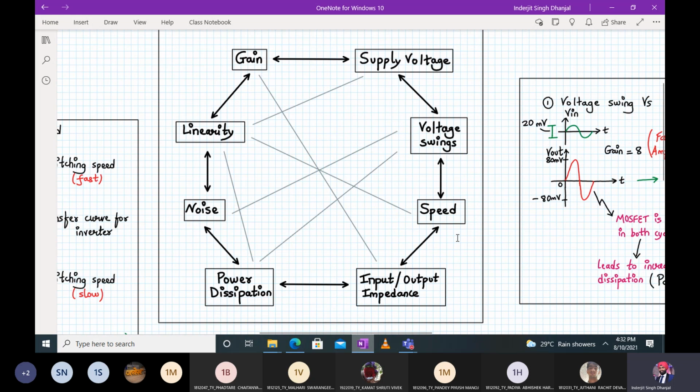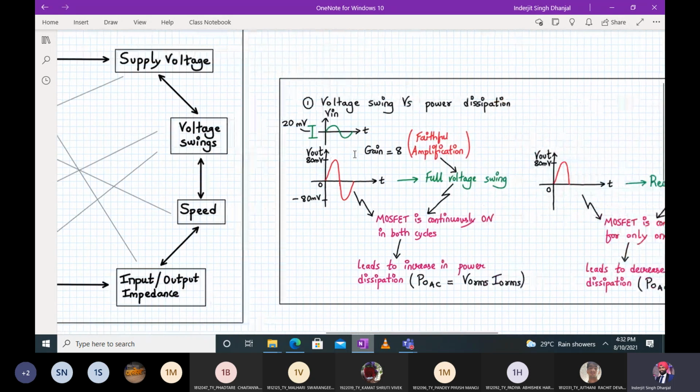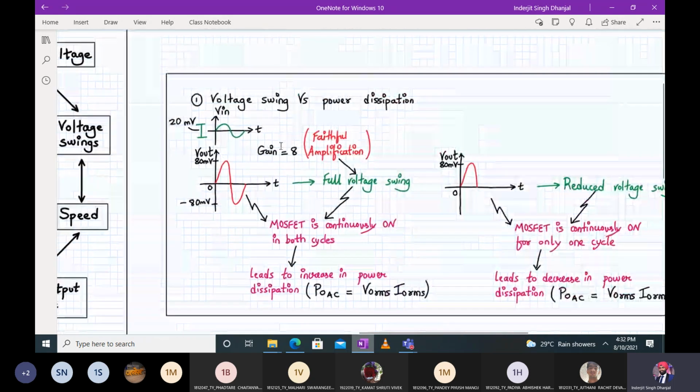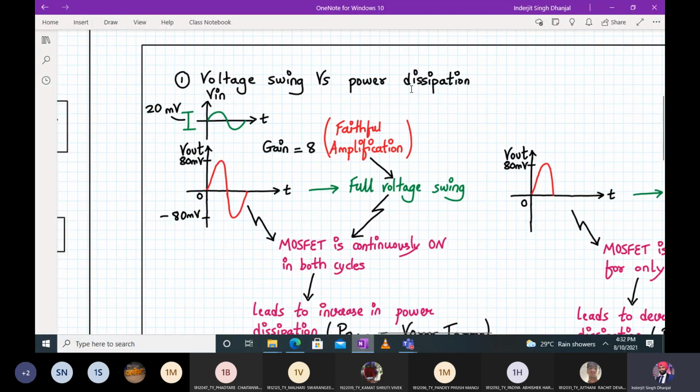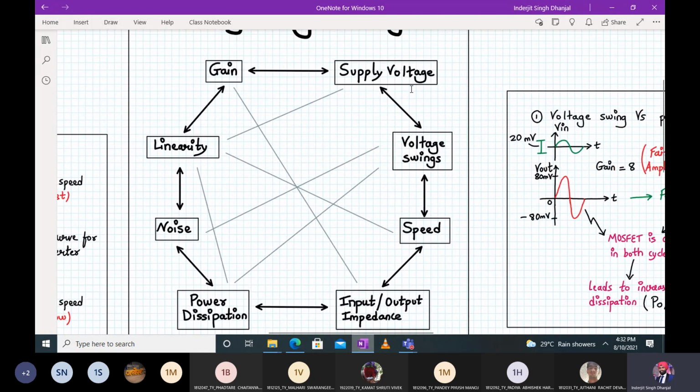So there should be a comfortable and smooth trade-off between them. We can't just keep maximizing some parameter without taking care of the others. We have to investigate how the other parameters are behaving along with it. So let us consider one simple example of voltage swing versus power dissipation. Is there a relation between them? Yes, inside that octagon we have the relation between voltage swing and power dissipation.